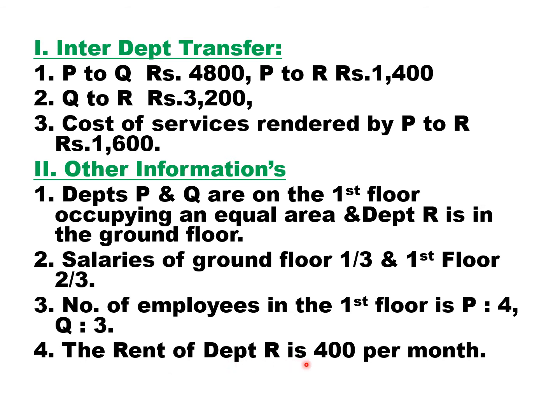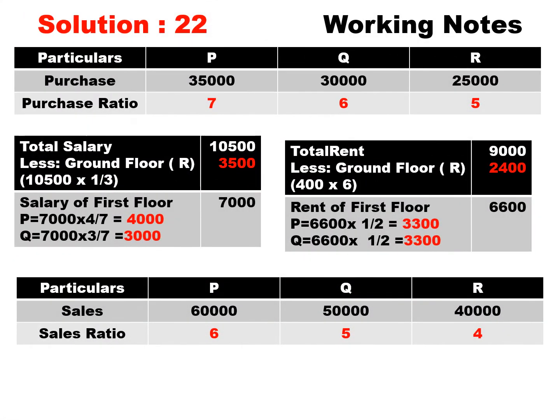Rent of department R is 400 per month. Since the period is 6 months ending, you should take 400 into 6. You get 2,400. So students, this is the working note we have. First, purchase ratio: purchases of P, Q, R are 35,000, 30,000 and 25,000. If you divide by 5, you get a ratio of 7:6:5. Similarly, at the bottom, we have sales ratio. Sales of P, Q, R are 60,000, 50,000 and 40,000. The ratio will be 6:5:4.